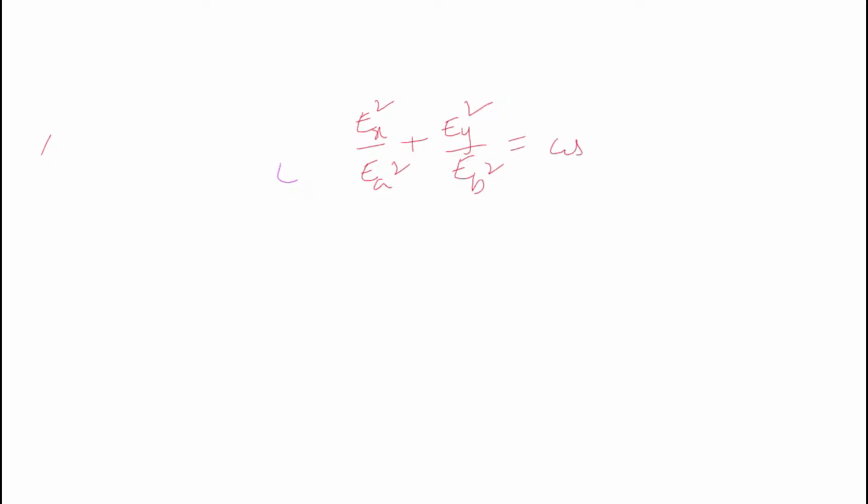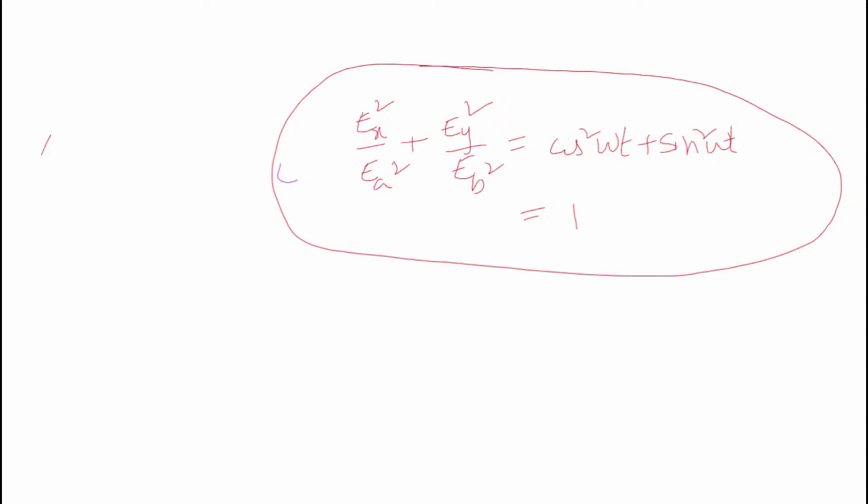And the right side is cos square omega t plus sin square omega t, nothing but cos square theta plus sin square theta, which is equivalent to 1. So this is nothing but the ellipse equation. So this is elliptical polarization. Elliptical polarization is defined as: Ex is present and Ey is present, but their magnitudes are not equal and the phase angle difference is 90 degrees.